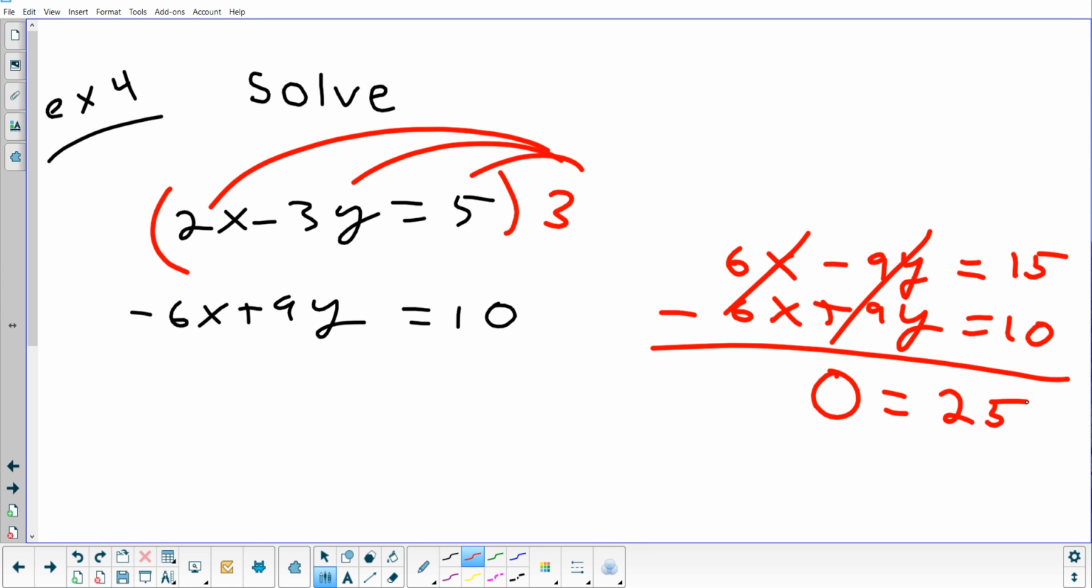That means if you were to draw these two lines, they are parallel. They have the same slope, but different y-intercepts. So they never cross. That's a no solution problem.